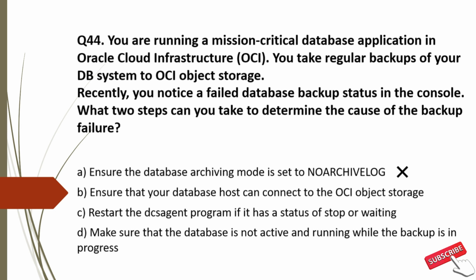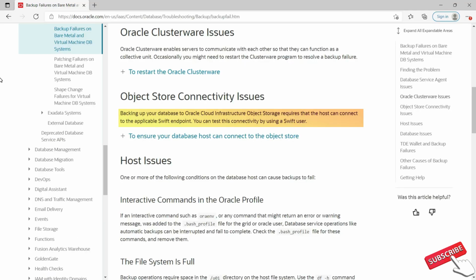Ensure that the database host can connect to OCI object storage. This is correct. Backing up your database to Oracle Cloud Infrastructure object storage requires that the host can connect to the applicable Swift endpoint. So object storage connection is required and you need to check if that is working fine. So option B is correct.